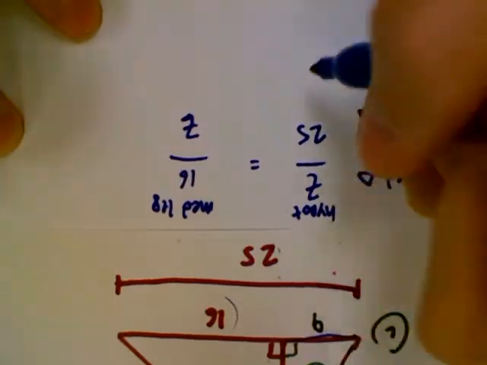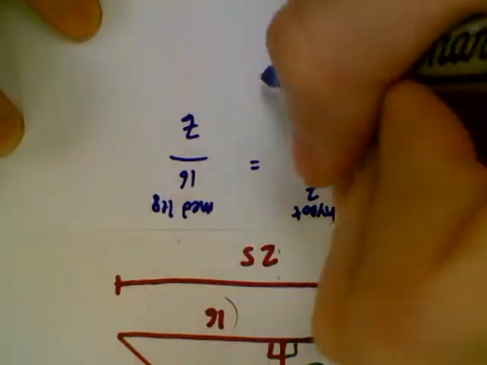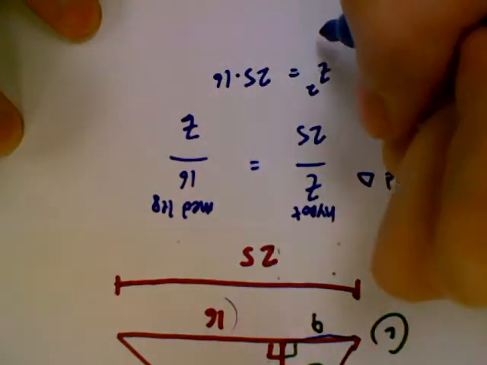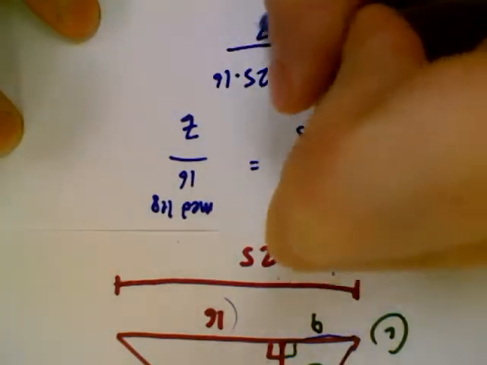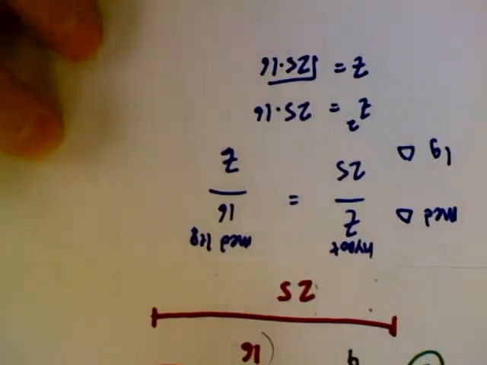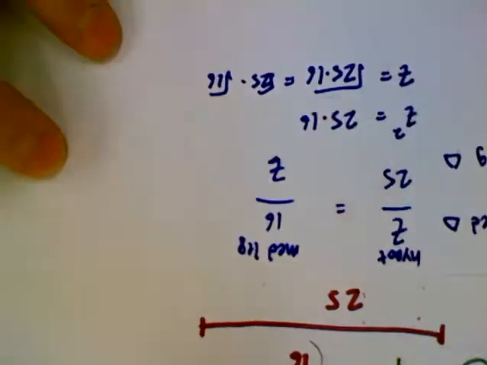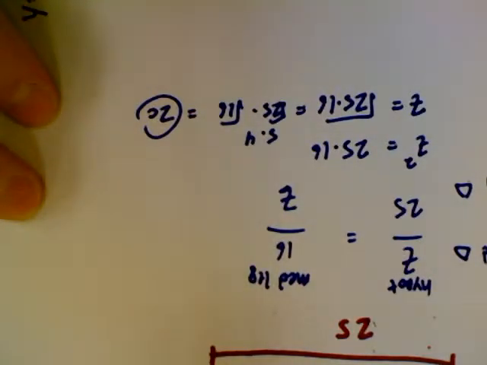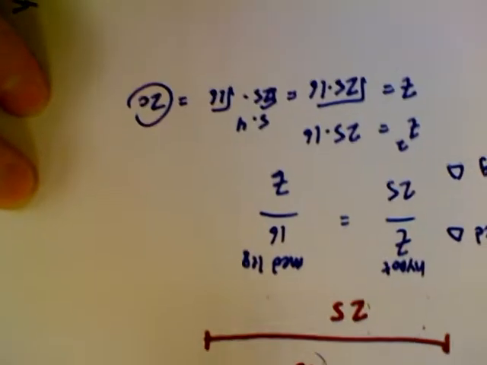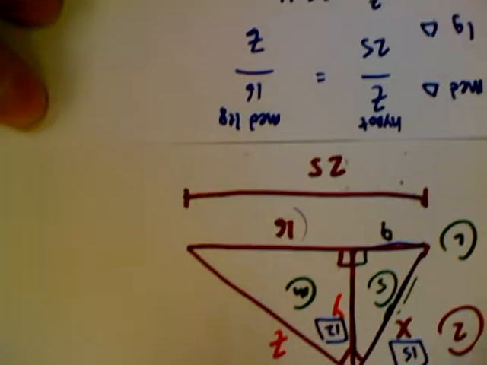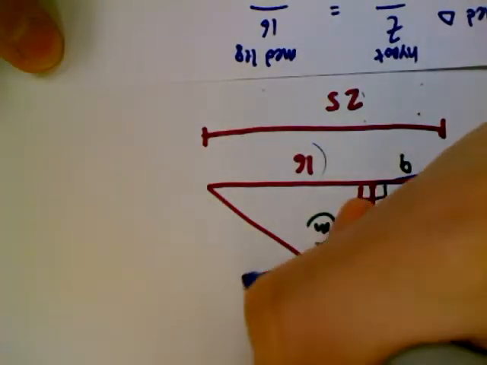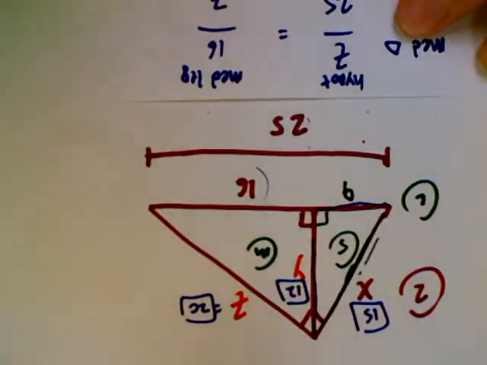When I set this up and solve it, I get z squared equals 25 times 16, which means z is the square root of 25 times 16. You probably can already see where this is going. Square root of 25 times the square root of 16, so that's 5 times 4, which is going to be 20. So when I go and label that up on my triangle, this is 20. I've solved everything I need to on that triangle.